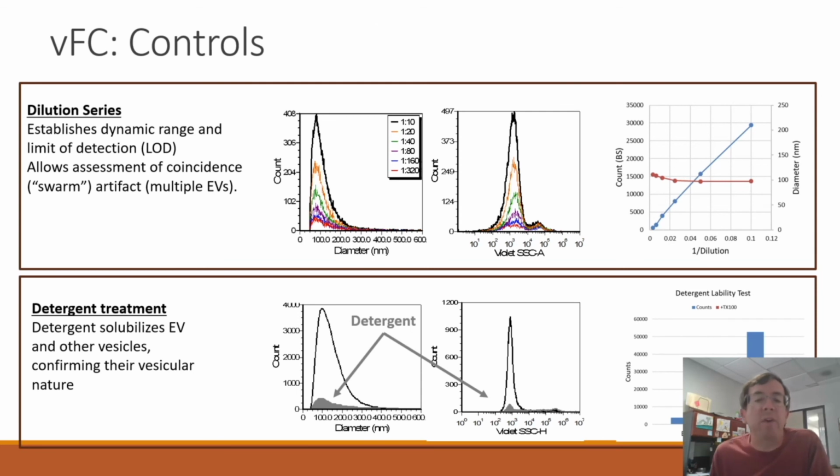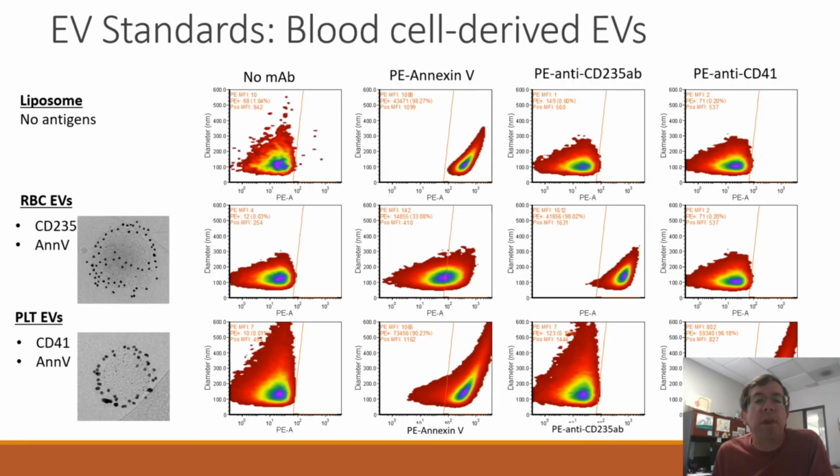And once you've done that, you can go through and do the rest of the essential controls, which include the dilution series I showed before, a detergent treatment to show that what you've detected really are vesicles. We can move on and start doing immunofluorescence using the appropriate positive and negative controls.